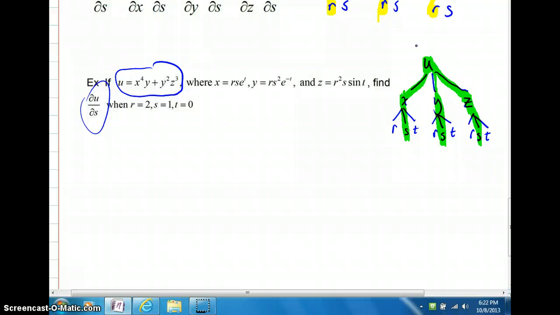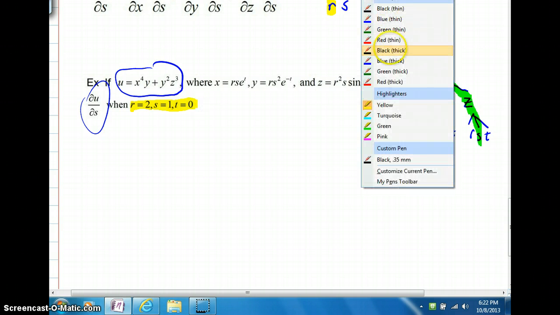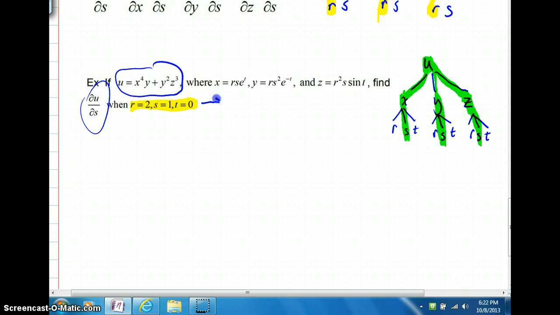Now, before we move on much further, I do want to say that not only are we taking a derivative, but we're given initial conditions. We're given that r is equal to 2, s is equal to 1, and t is equal to 0. Keeping that in mind, realize that the intermediate values for x, y, and z can be found by plugging 2, 1, and 0 in for r, s, and t. So looking above, x is r times s times e to the t. That would be 2 times 1 times e to the 0. Well, e to the 0 is 1, so we would get x is equal to 2.